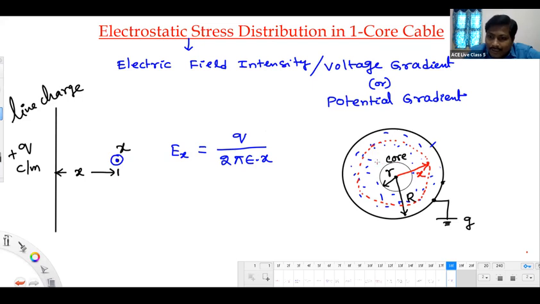Because this core might have a charge of Q, operating at a voltage of V with respect to ground. That is operating at a voltage of V, and charge on this core is Q. Due to this Q, the field intensity at this point X will be Q by 2 pi epsilon into X. Not only at this point, at all the points on the circle of X radius will have the field intensity Q by 2 pi epsilon into X. So I think all of you are getting it. Can I write it now?